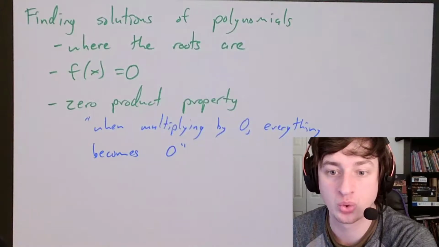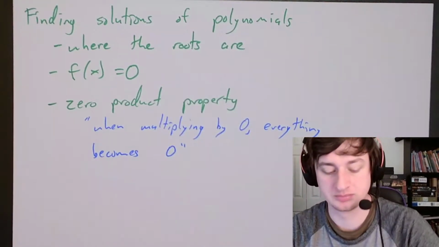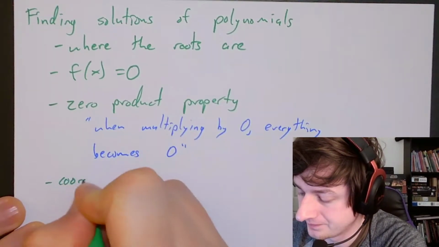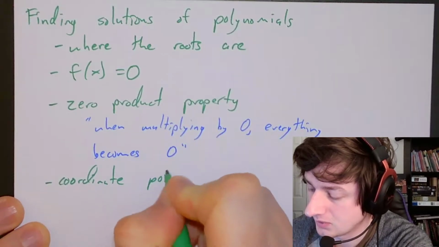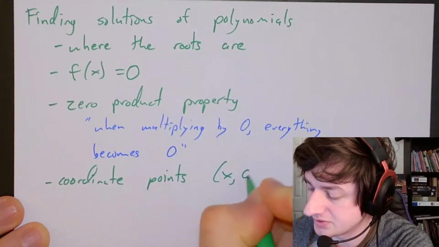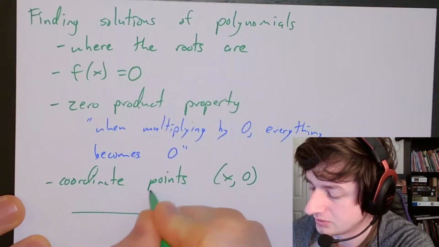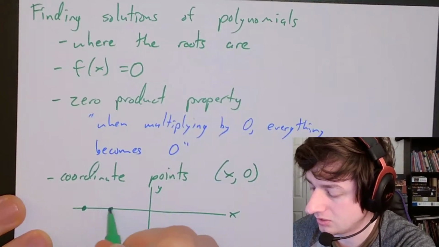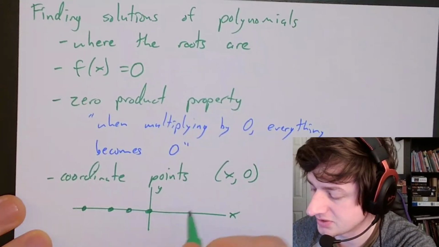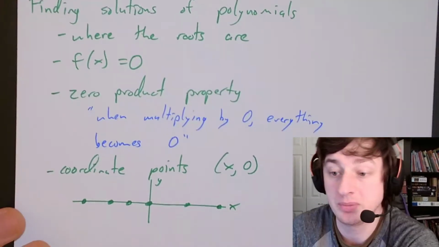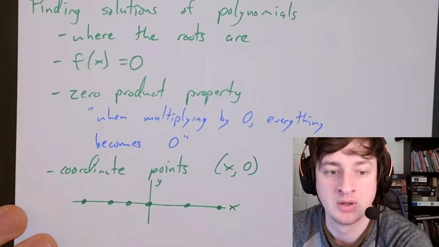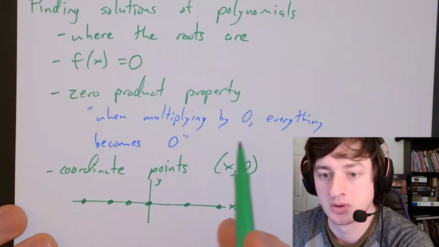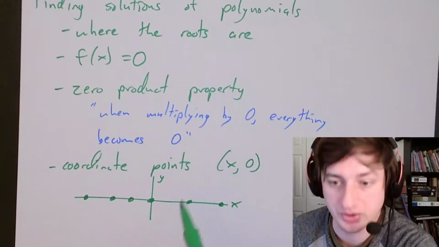Okay, we're going to get a bunch of coordinate points that we're going to graph. And these are all going to be x comma 0. So if we have our x and y axis, they're all going to be on the x-axis. There could be a bunch of them, there could be a few of them. For quadratics, there were either none, like it didn't cross the x-axis at all, or one, it just touched it at 1 point, or 2.